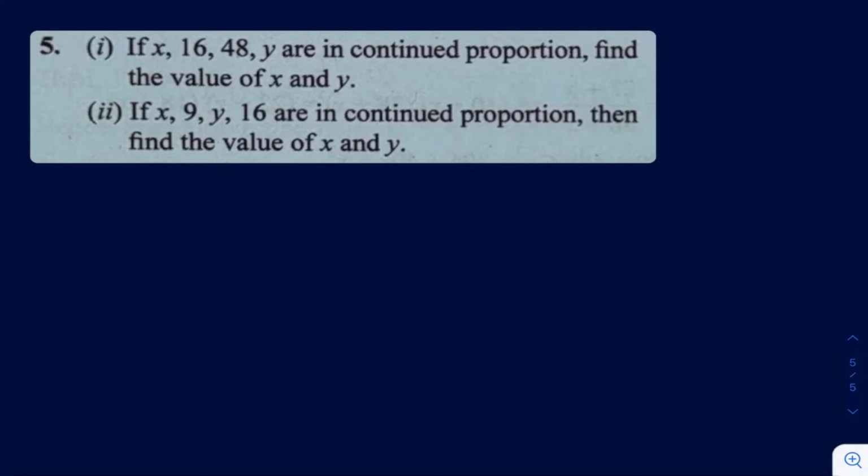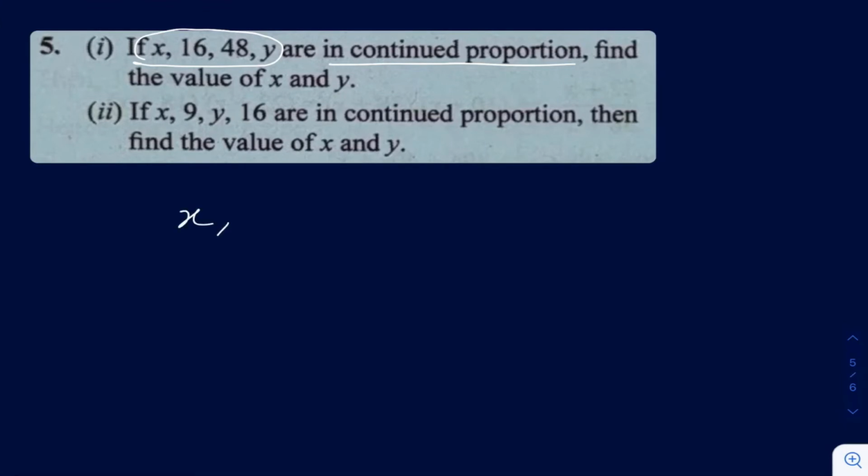Now come to question number 5. Question number 4 can be solved as we have solved question number 3. Now what is given in question number 5 first part? These four numbers are in continued proportion. Now just a few minutes before I was telling you, when three numbers are there we say they are in continuous proportion. But here they have given four numbers in continuous proportion. So we are going to apply the same result that we have studied.